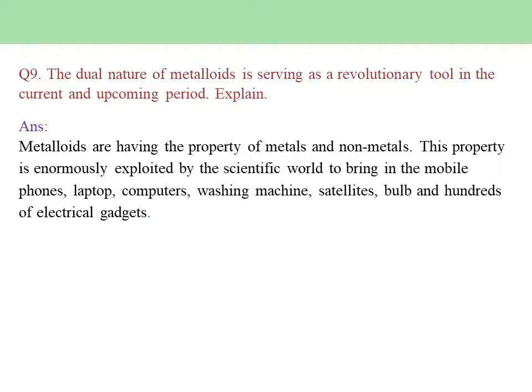The metalloids are serving as a revolutionary tool because multiple electronic gadgets are coming into the market, making our lives very easy, isn't it? The processors, the circuit designing, everything is made mostly of silicon and germanium. We have arsenic also, which is one of the metalloids. Though it serves as a poison, in some contexts it is very beneficial to us.